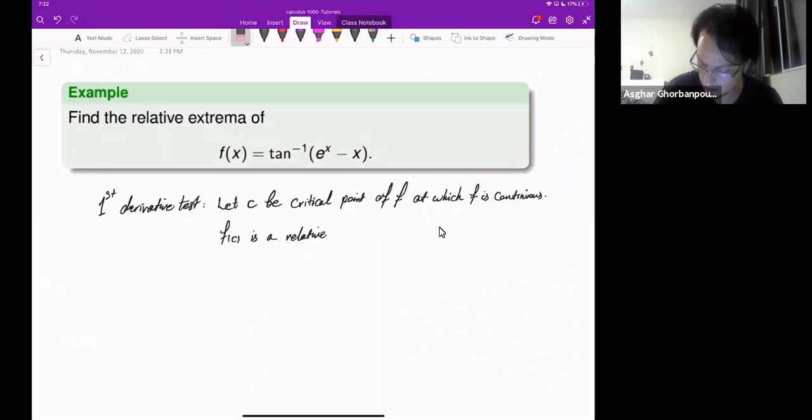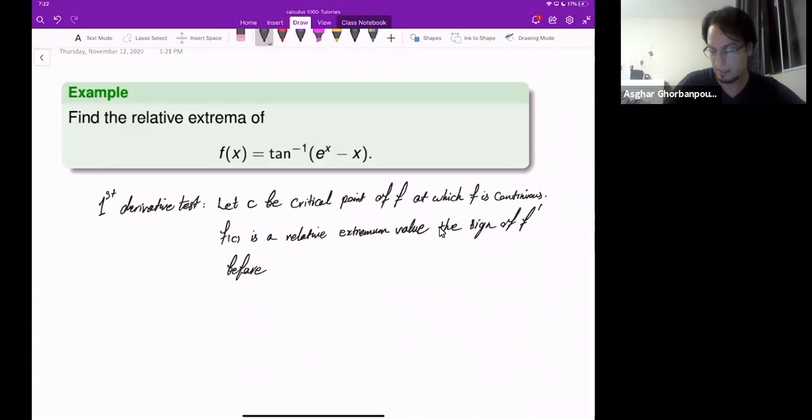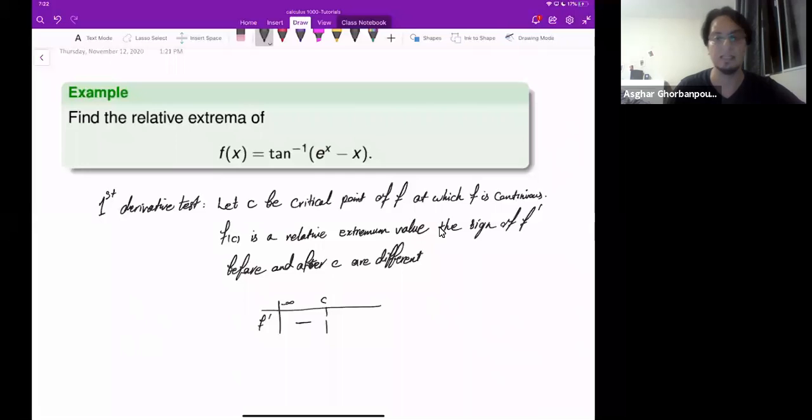Let me just first write the general thing, relative extrema. So f(c) is a relative extremum value for the function if the sign of f prime before and after c are different. Meaning what? If this is c and this is f prime, if before c, for the values less than c, f prime is negative, then positive, that means that f itself is decreasing first, then increasing.